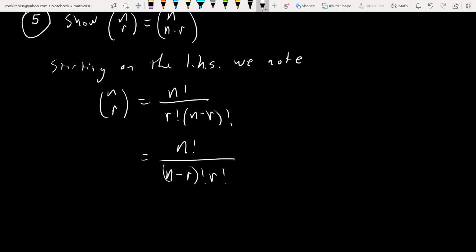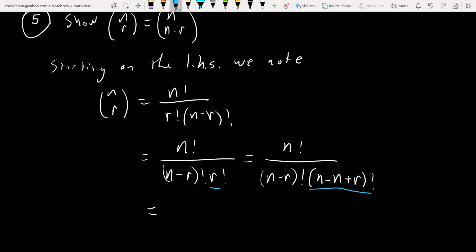And then we can use just basic rules of arithmetic to rewrite r factorial as kind of a difference, right? So let's rewrite it as n minus n plus r factorial. And so you see that's equivalent to r factorial because n minus n is just 0. Okay, so 0 plus r is r, and that's r factorial, and that's just the exact same expression. This is the exact same thing as this, right?